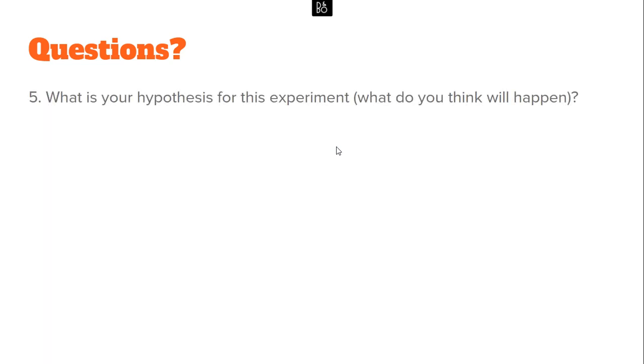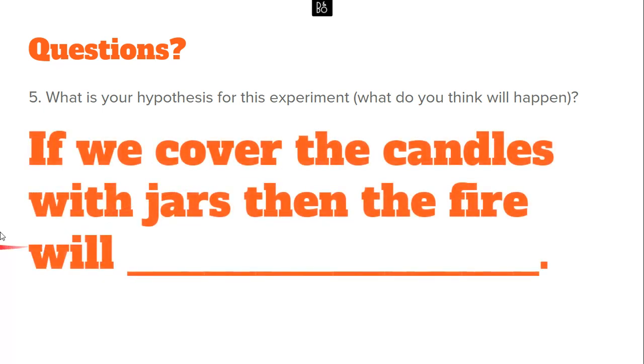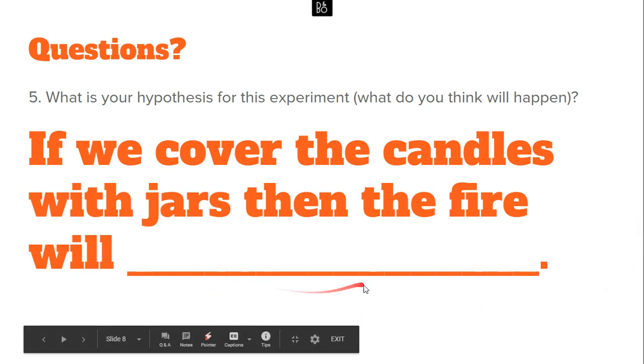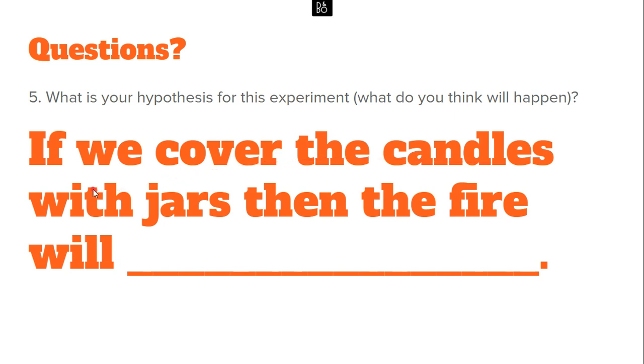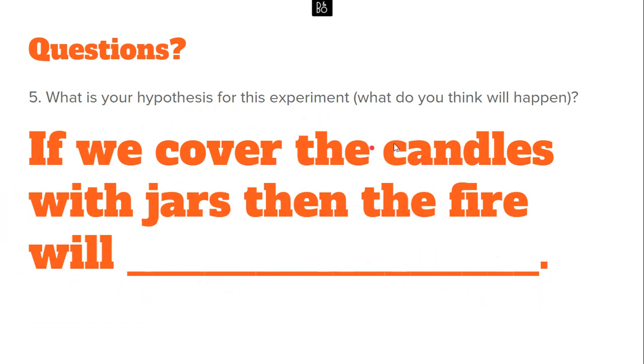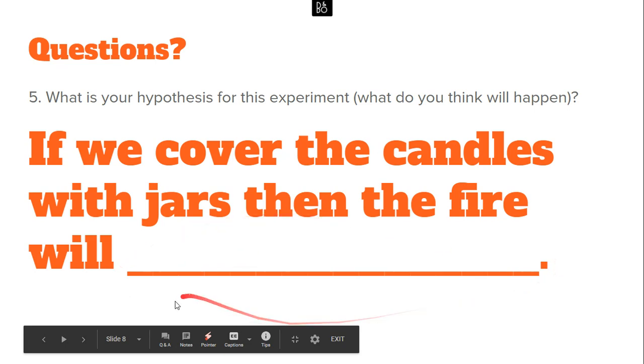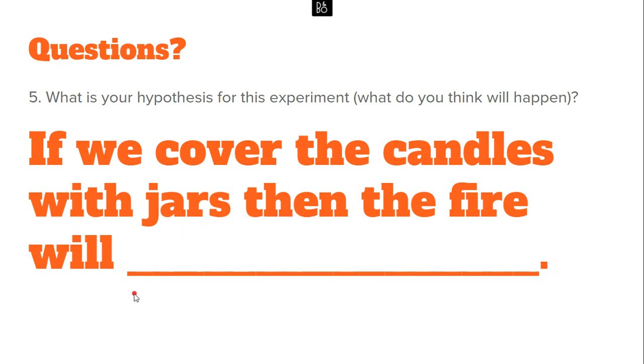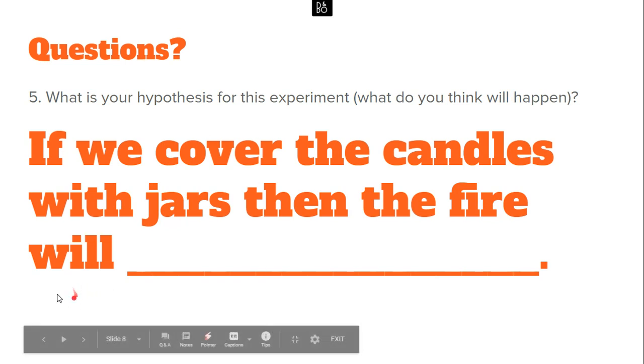Question number 5, what is your hypothesis for this experiment? What do you think will happen? I need you to write all that's in orange down and you are going to fill this part in. Write, if we cover the candles with jars, then the fire will blank. Write what is in orange and you fill that in. What do you think the fire will do? Will the fire burn out? Will the fire keep going? Or will the fire burn out, then turn back on? What do you think will happen? I need you to write that full, complete sentence.